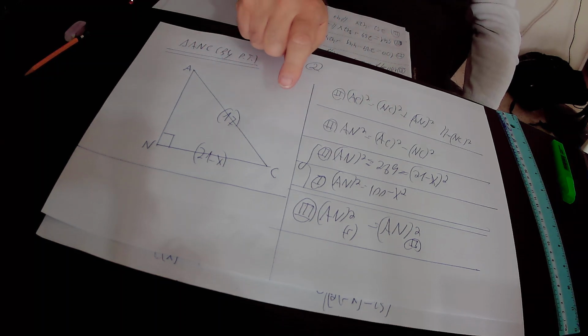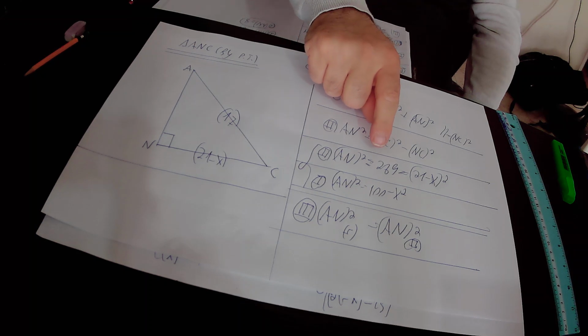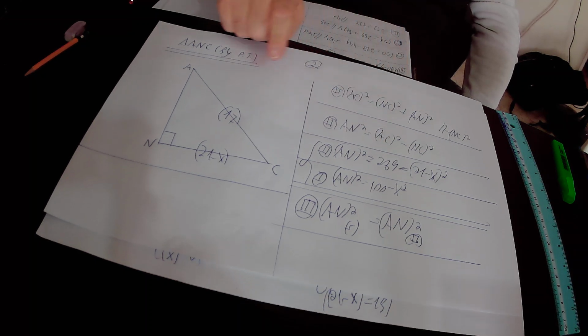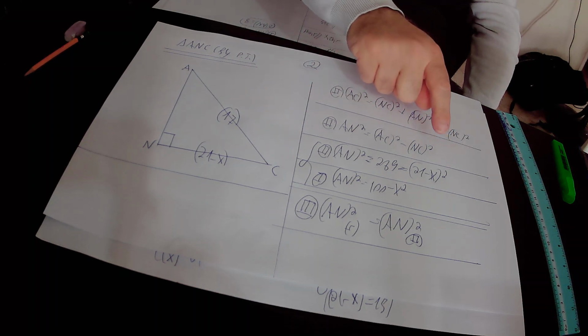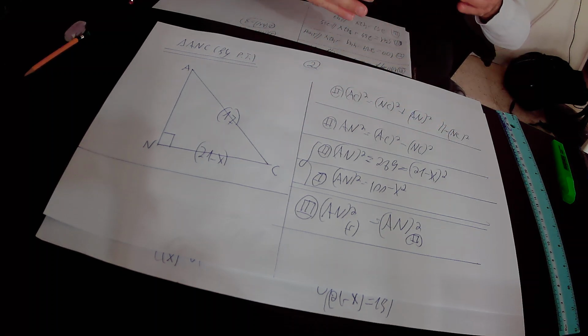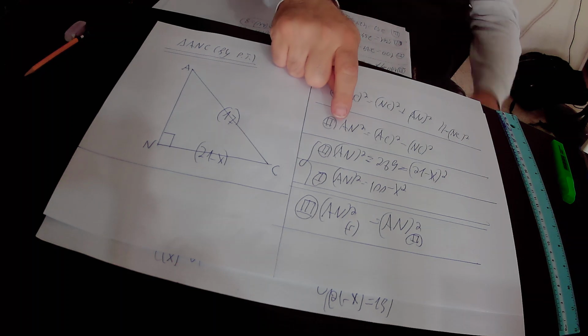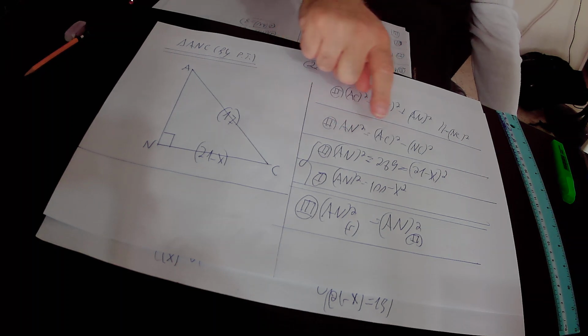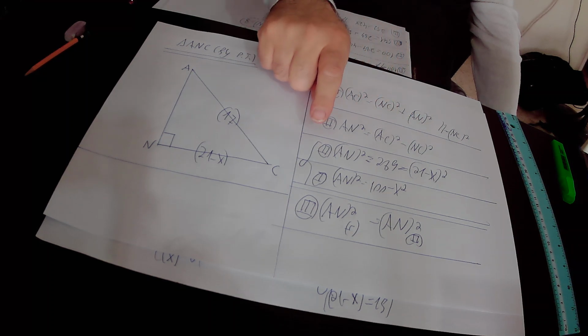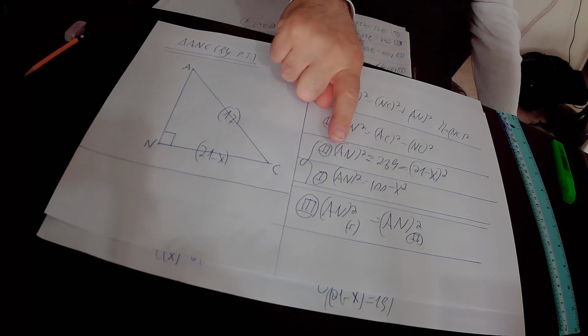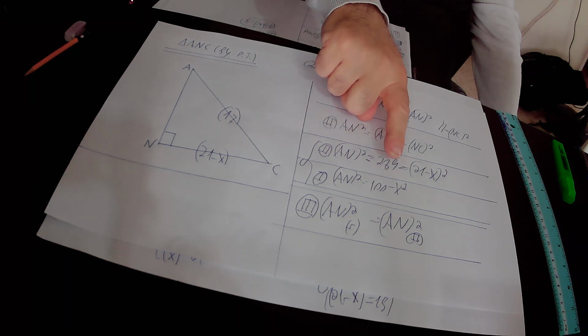The hypotenuse AC equals 17, therefore AC squared is 17 squared, that is 289, minus NC squared. NC is 21 minus x, therefore NC squared is (21 minus x) squared. So in conclusion, according to equation 2, AN squared equals 289 minus (21 minus x) squared. And according to equation 1, we already found out that AN squared equals 100 minus x squared.